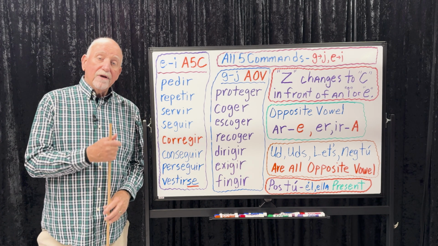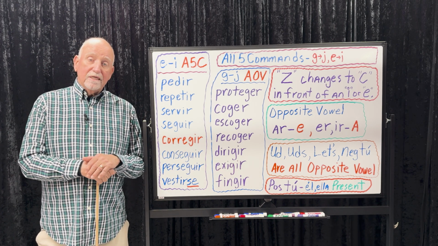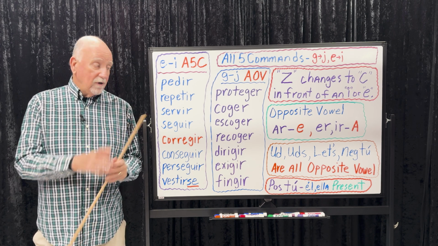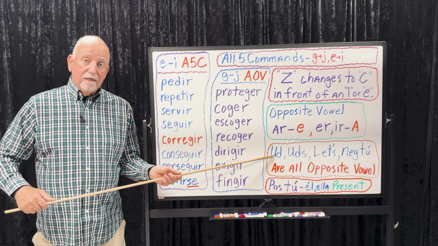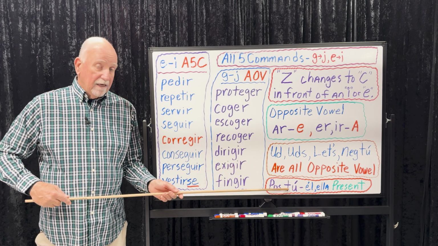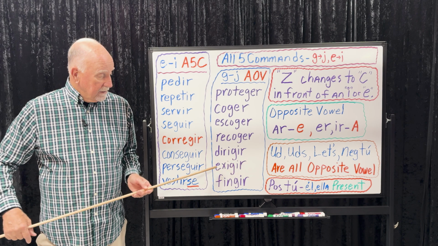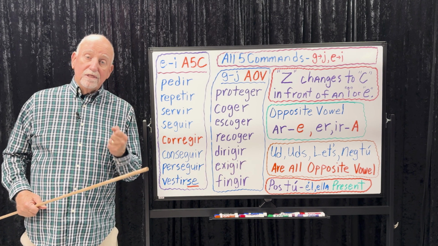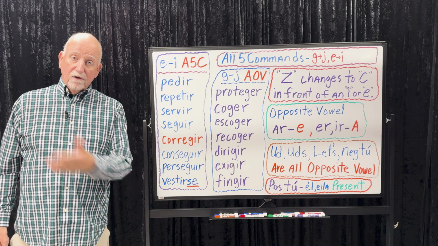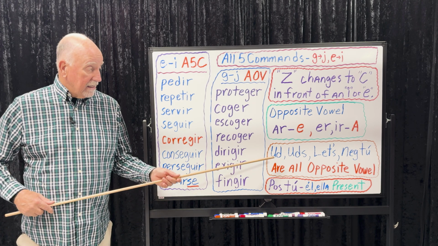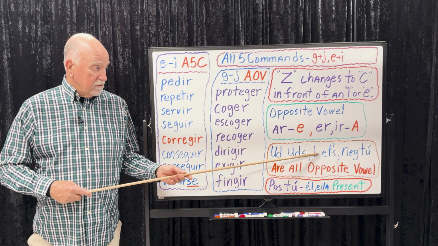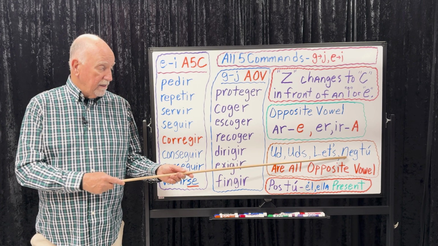Dirigir is to direct. So the yo form is dirijo with a J-O, put an A in place of the O, and you have the J all the way through. Dirija, dirijan, dirijamos, no dirijas, dirige with a G. Exigir is to demand. Exijo is a present tense yo with an O, get rid of the O, and add an A. Exija, exijan, exijamos, no exijas, all with a J.